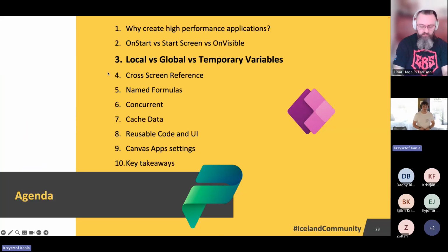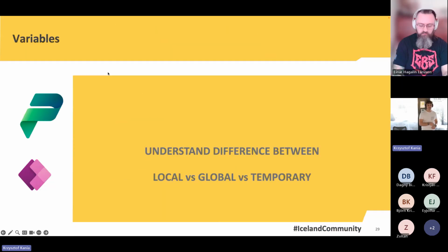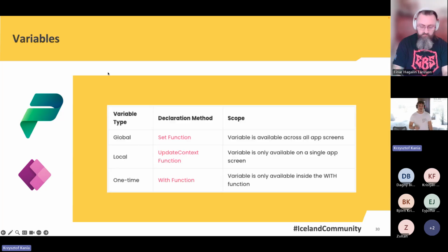So after we went through opening, let's go through the variables. Let's do a comparison of all three, because we want to know the difference to actually utilize them when we need to. So here you can see a table that is providing the description for three variable types that are available.